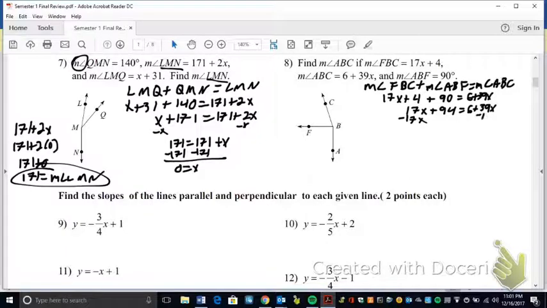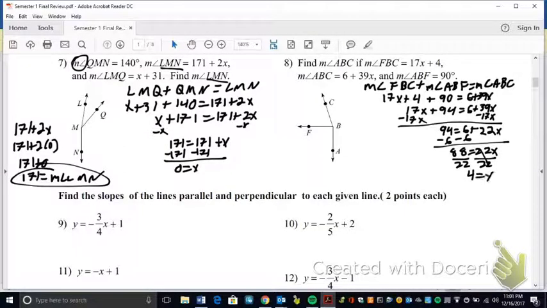Subtract 17x from both sides. We get 94 equals 6 plus 22x. Subtract 6. We're going to go 88 equals 22x, divided by 22, and we get x equals 4. Looking for ABC, 6 plus 39 times not x, but 4.